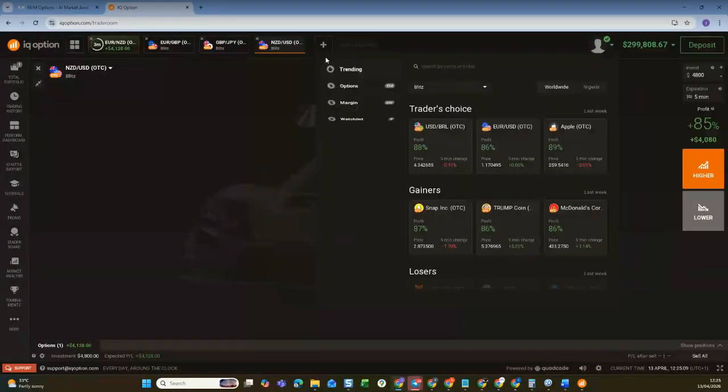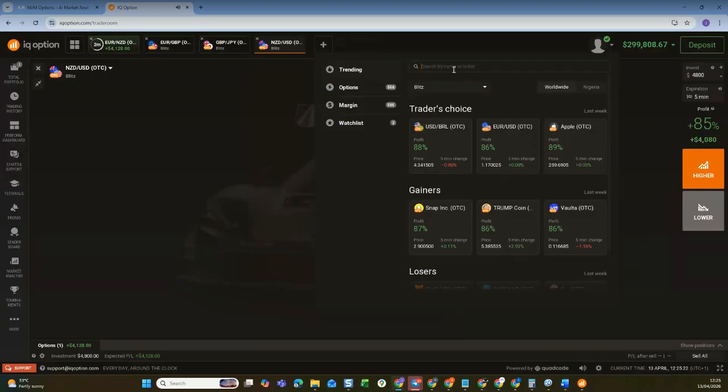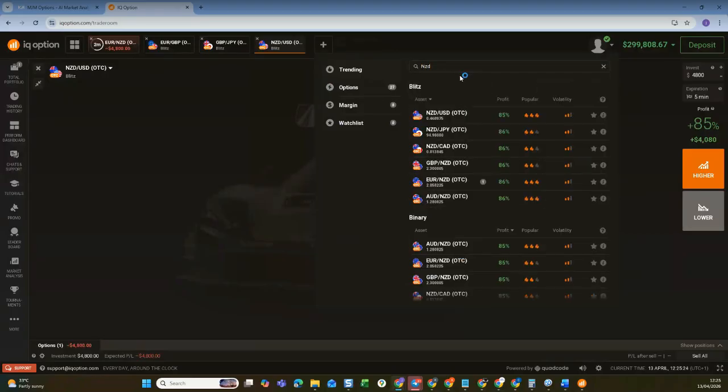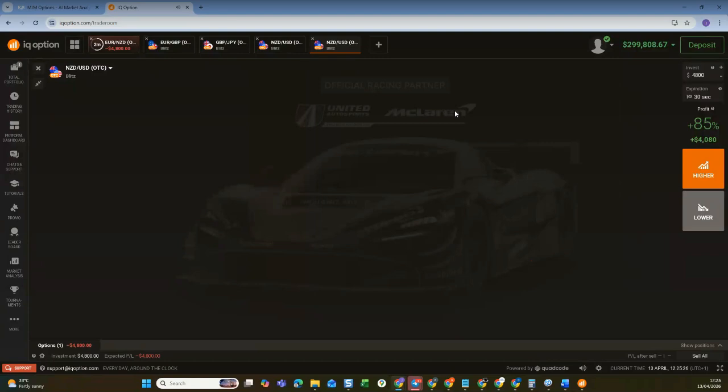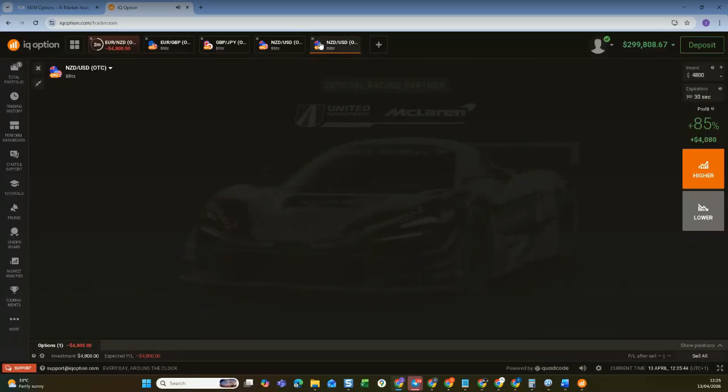I am on 300. This particular entry is what is binary Blitz NZD USD. This is Blitz, right? I have clicked on Blitz here now, and I don't have the chart loaded here. So this was just an error I'll accept.